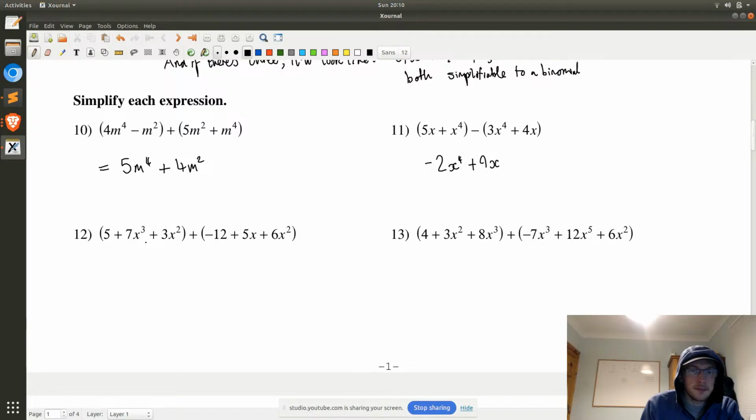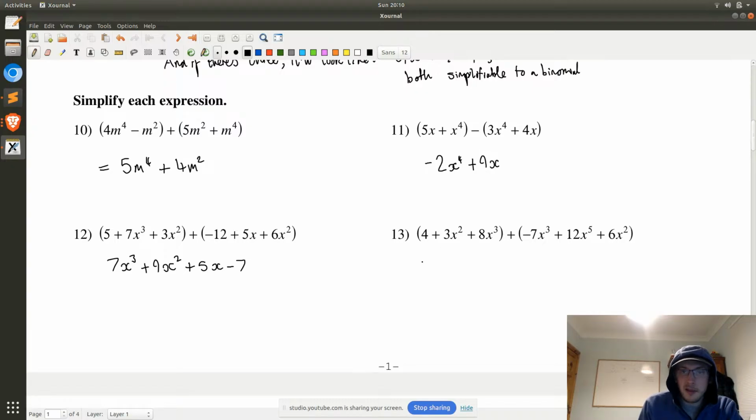Down here, 7x cubed, and combine the quadratic terms. So 3x squared adds 6x squared, so 9x squared. Linear terms next, 5x, just 5x by itself. And finally, constants. 5 and negative 12 makes negative 7.